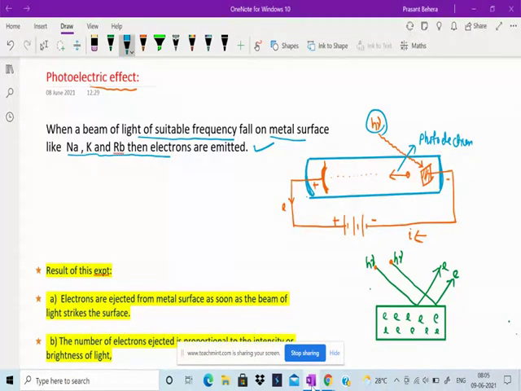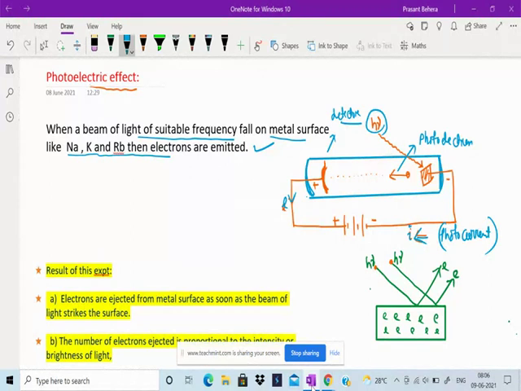This electron is collected by the detector. Here is the detector, and as the electrons collide with the detector, the electrons move in the external circuit. As a result, an electric current flows in the external circuit. The electric current flows in the direction opposite to the flow of electrons, and this electric current flowing in the external circuit is called the photocurrent.